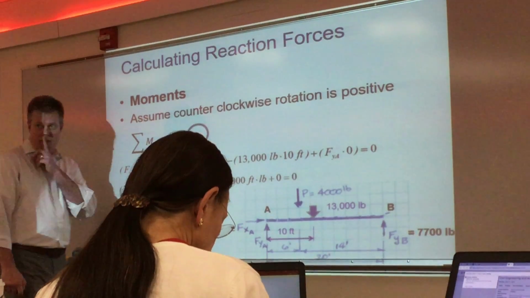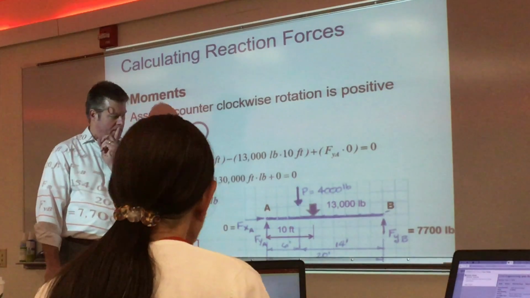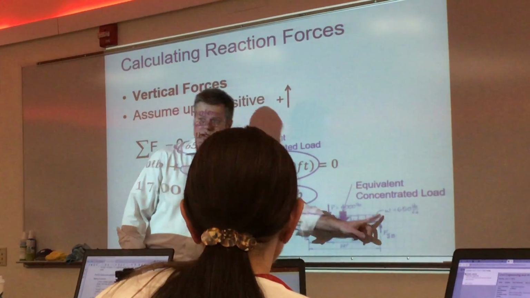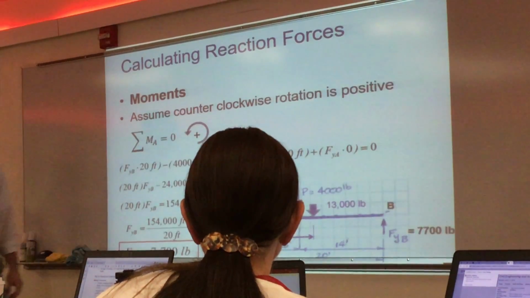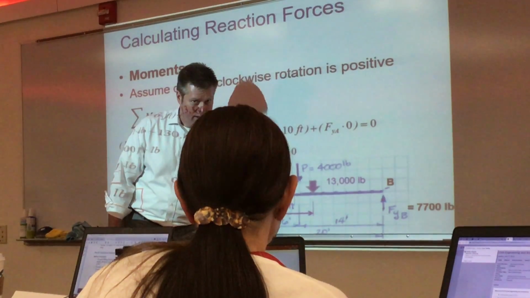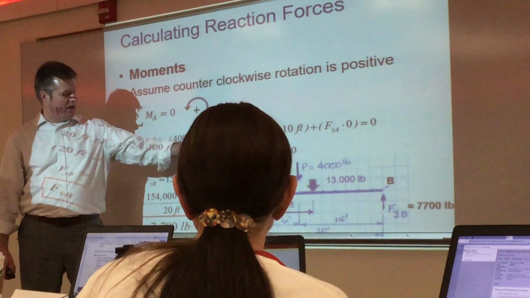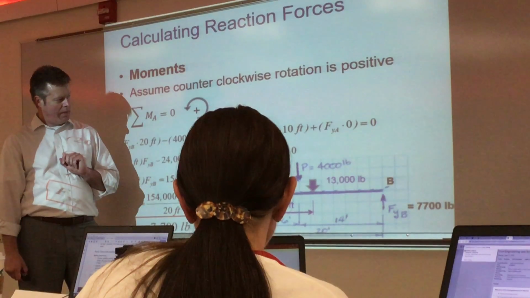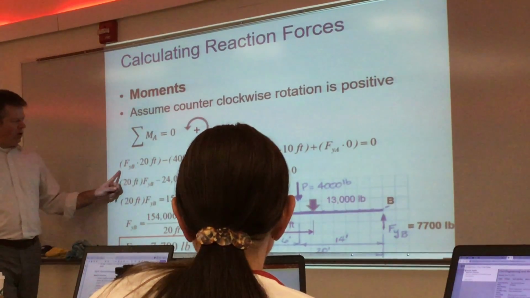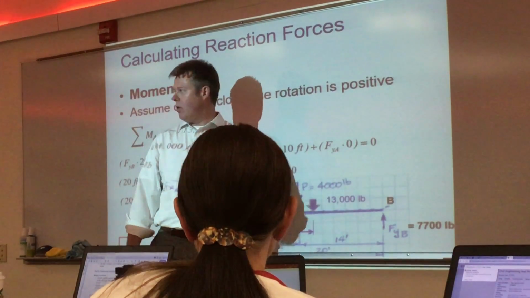How'd they know it's 10 feet? It's centered on the beam, because the uniform load was across the whole beam. So we do the same thing, it's going to curl about A clockwise, which gives me a negative magnitude, 13,000 times 10. And this whole ball of wax equals 0.